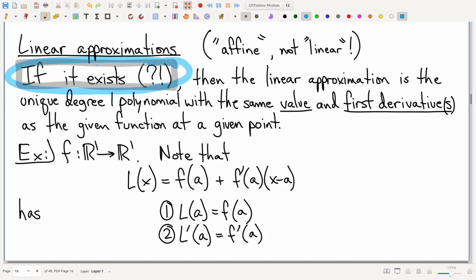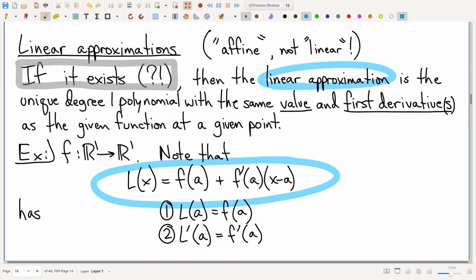Okay, so with that said, linear approximation, y'all remember this formula right here, right? Old news, single variable calculus. I'm sure y'all have seen that formula a million times.